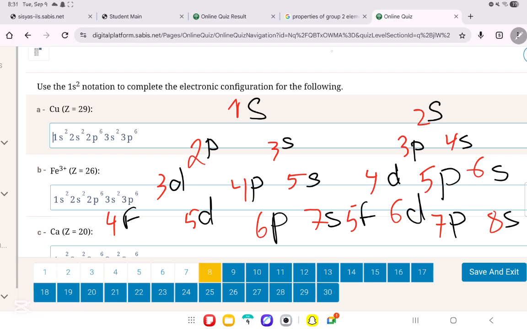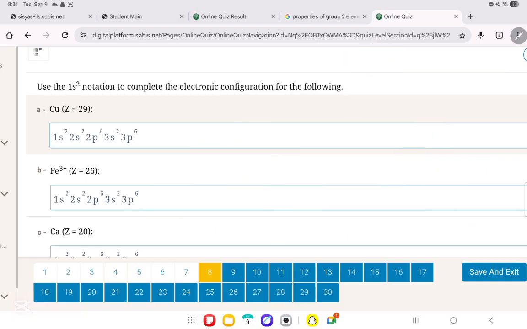And now you have to remember that S can hold 2 electrons. P can hold 6. D can hold 10. And F can hold 14. So this is the electronic configuration. Now we need to continue them. If you guys don't know how to do electronic configuration, this is on you. You guys should practice. You guys should know how to do it by yourself.